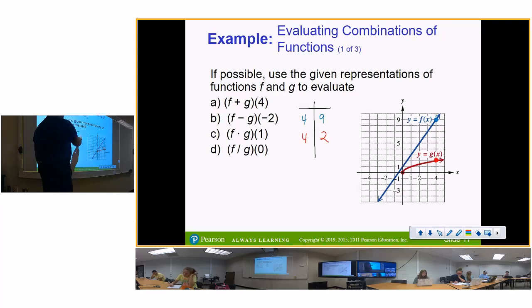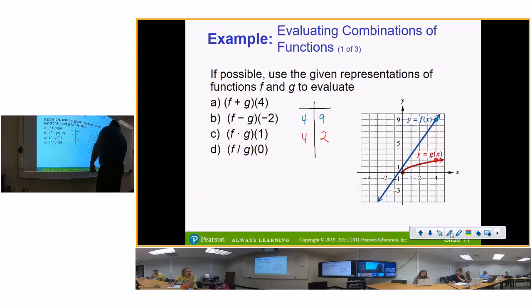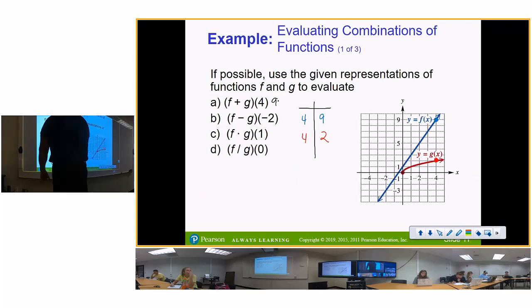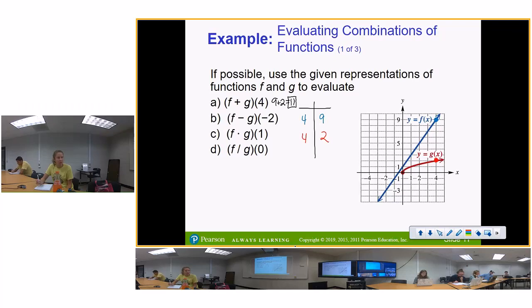So what's 9? What's 9 plus 2? Layup. Thank you, one person. 9 plus 2 is equal to 11. All right, now you do the next one. So negative 2.